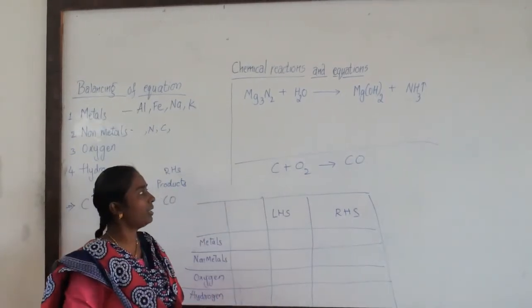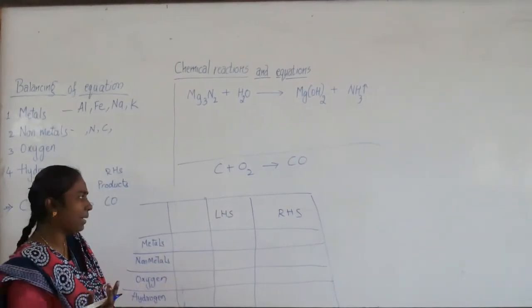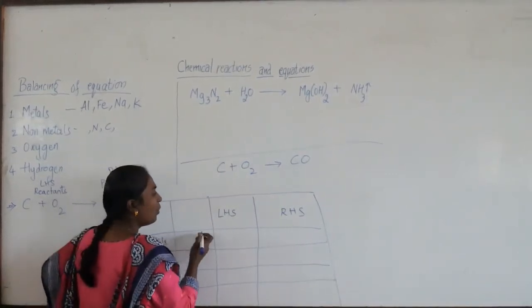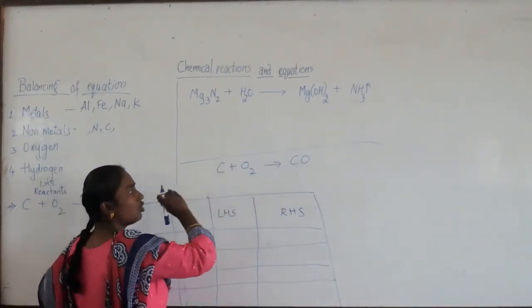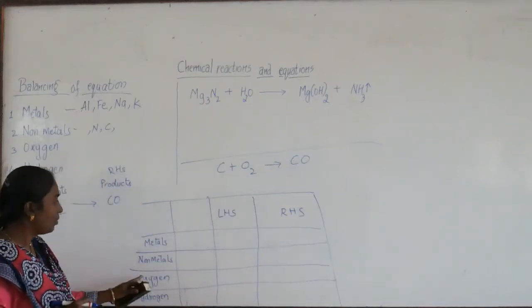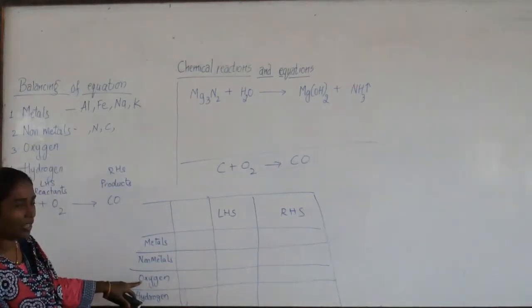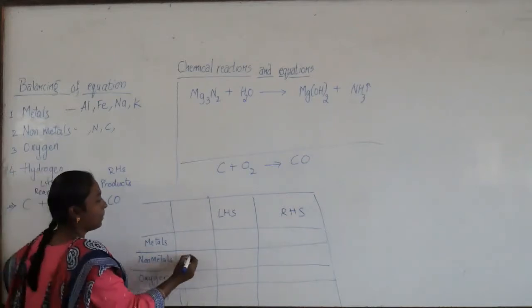Carbon plus oxygen. Is it a metal, children? No, it's a non-metal. So metals are not here, so no need to write this metal column. Carbon is also a non-metal. Oxygen is also a non-metal. But oxygen has to be written here. So first let us go with carbon.